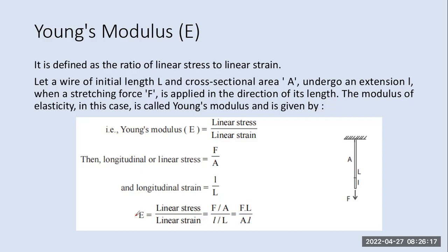So yung ating Young's modulus or letter E is equals to linear stress over linear strain, or F over A over l, small letter l, over big letter L. So yung ating small letter l, balik natin, is yung change of length natin over its original length. Or, simplify natin, yung Young's modulus natin is equals to force times yung original length over the area times yung ating change in length. So, ito yung formula ng ating Young's modulus.